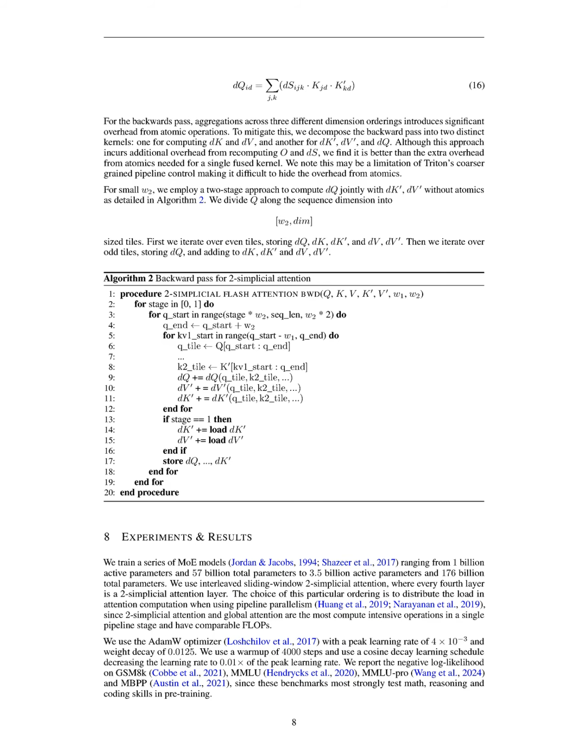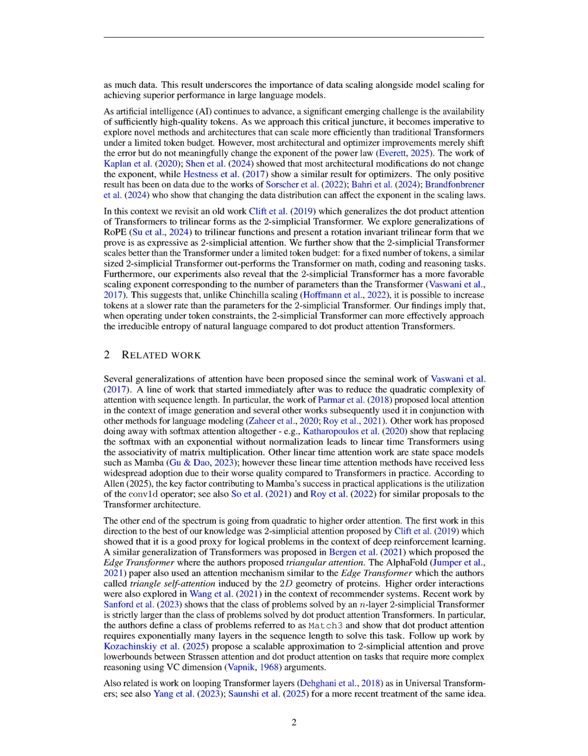The effectiveness of the two-simplicial transformer was measured using negative log likelihood as the primary metric, with results indicating a decrease in negative log likelihood as the model size increased, particularly noting that models smaller than 2 billion active parameters did not benefit from the two-simplicial attention. Additionally, the experiments revealed that the scaling laws for the two-simplicial attention exhibited a steeper slope, indicating a higher exponent compared to traditional dot product attention transformers, thus demonstrating its improved performance under specific conditions.